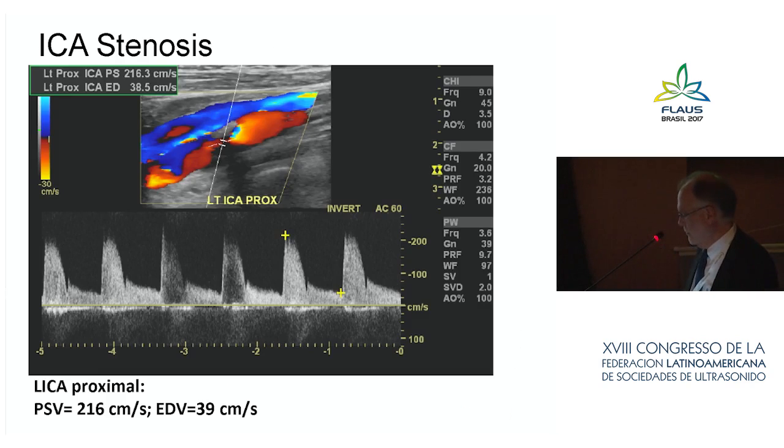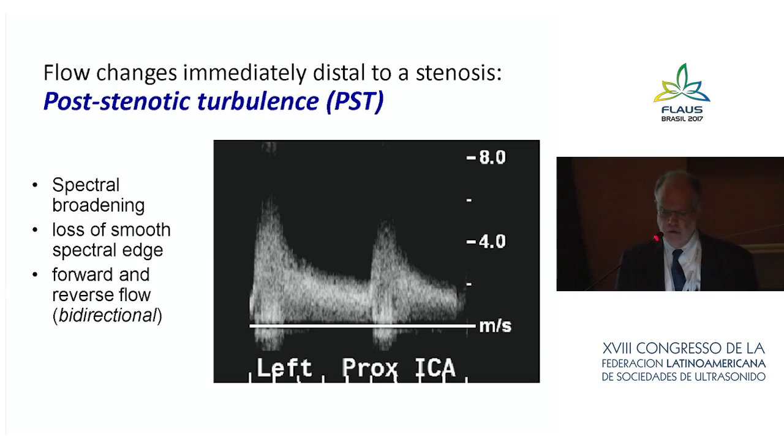So here's an example of a proximal internal carotid artery stenosis. The carotid bifurcation is here. Here's the internal carotid artery. You see a low echogenicity plaque here and an increased peak velocity, 216 centimeters per second, right at the narrow spot there. This is the jet within the stenosis itself. Beyond the stenosis, we often will see post-stenotic turbulence, and that's characterized by spectral broadening, loss of the spectral definition within both edges of the spectrum, and then bidirectional flow indicating significant degrees of turbulence.